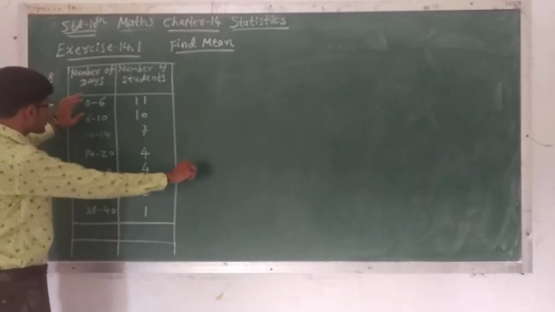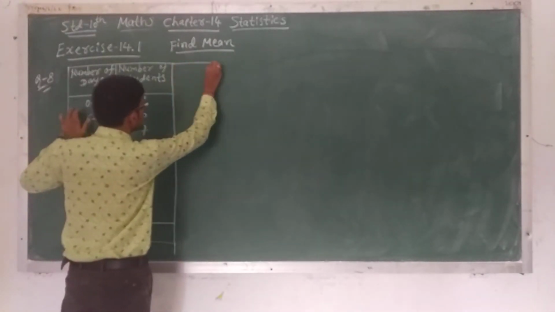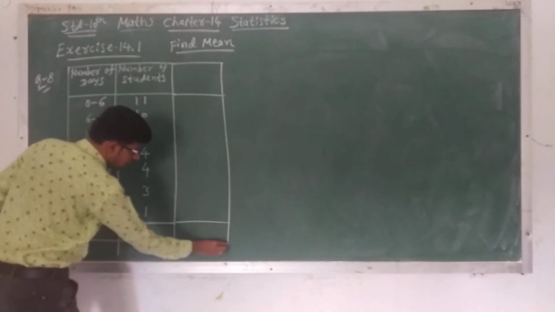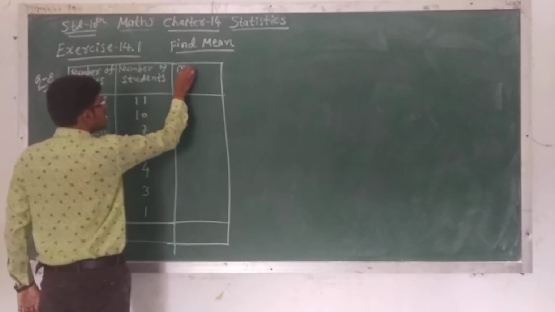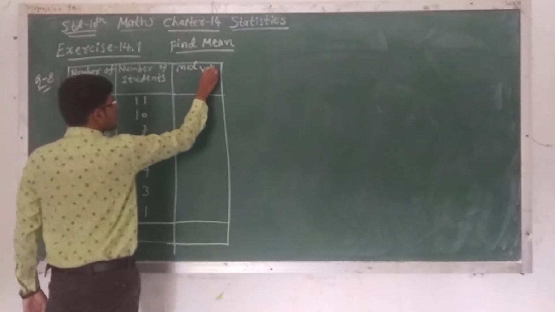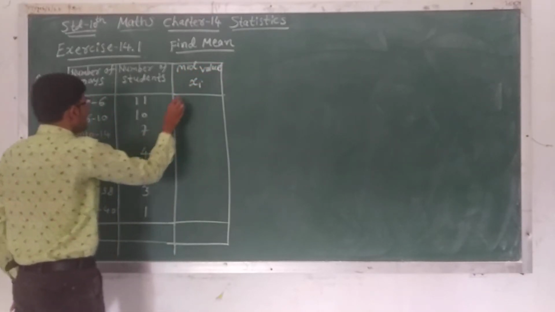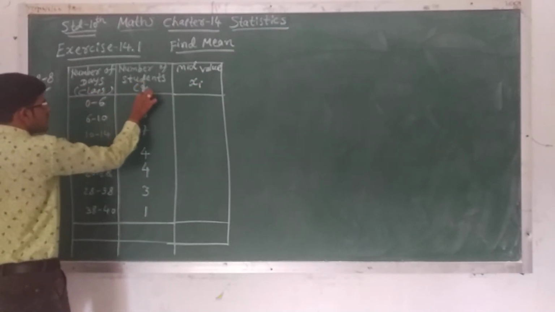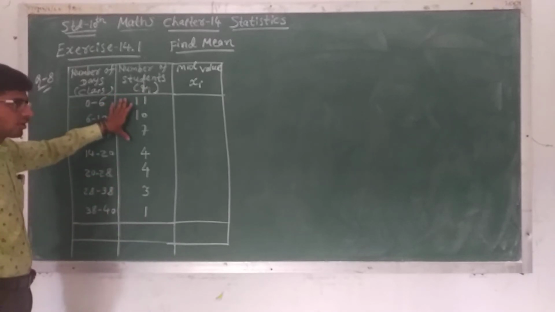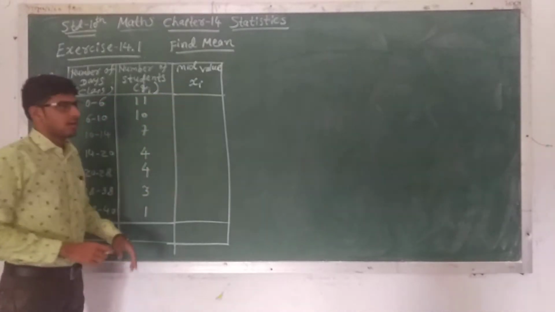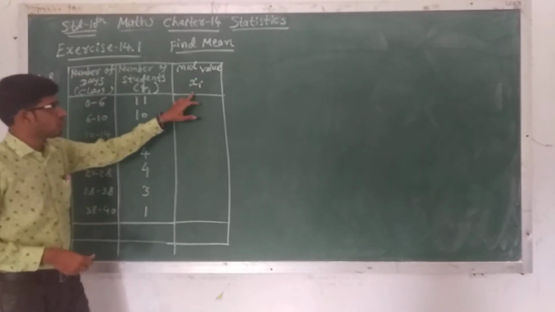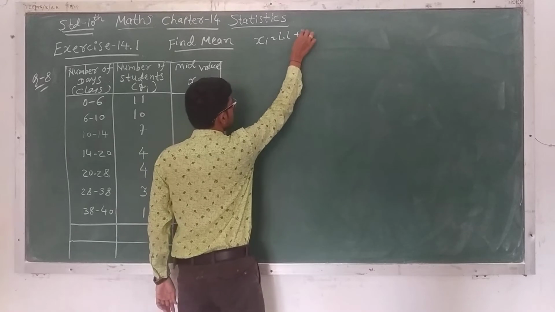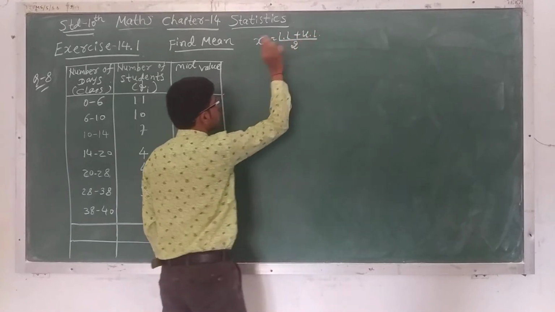absentees. So the next column is xi. We have to find the mid value of the given class, xi. Class, and number of students is called frequency. So how to find xi? We have to find xi by using the formula: xi is lower limit plus upper limit divided by 2.